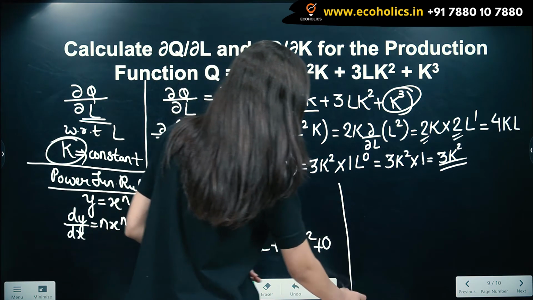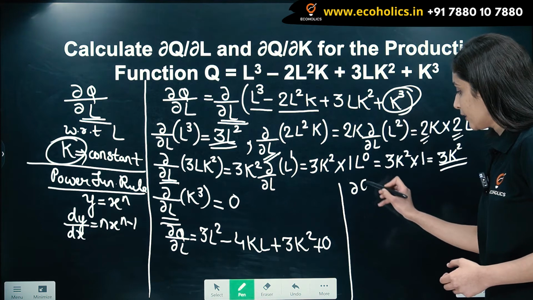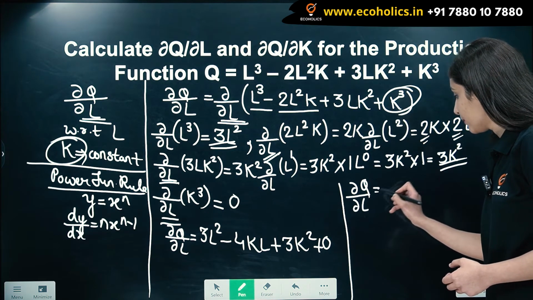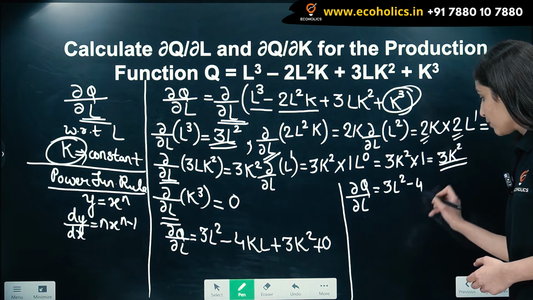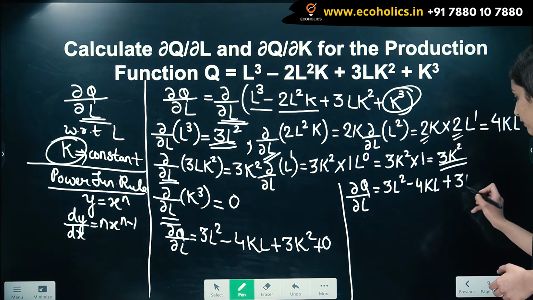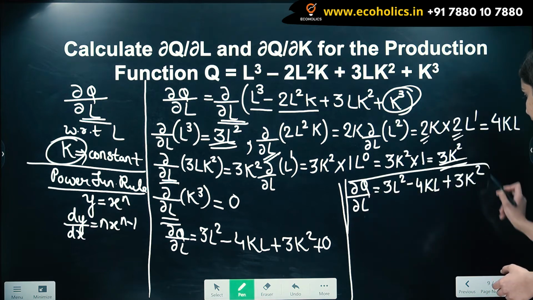I'll write the final answer over here. So we get ∂Q/∂L as 3L square minus 4kL plus 3k square. So this becomes our final derivative.